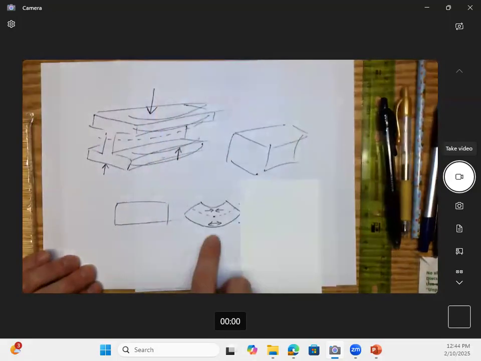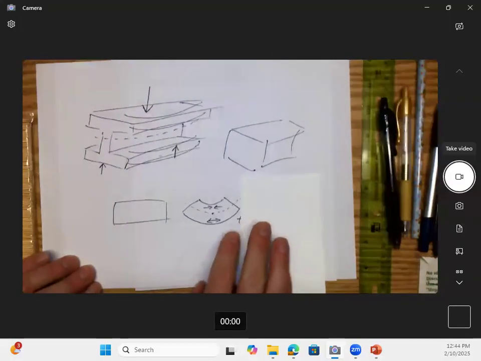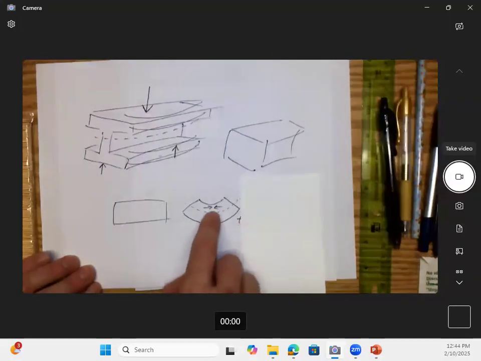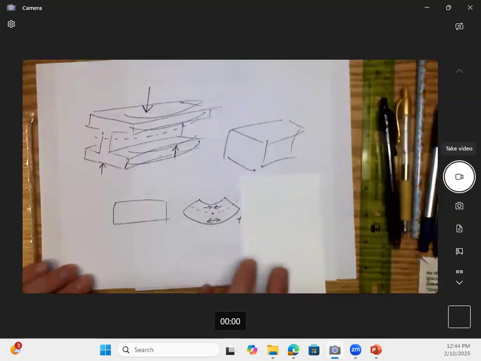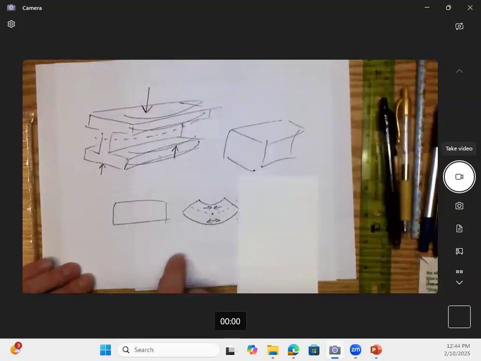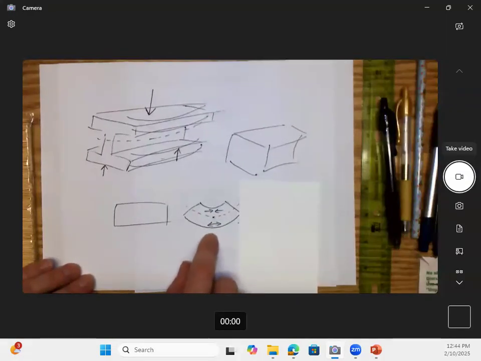Now, if you look at this from the side, I've got this covered up because I want to see if you guys can figure this out. Look at the bottom part and look at the top part. Which part is in tension and which part's in compression? What is the bottom part in? Tension. What's the top part in? Compression. Well, if the bottom's in tension, the top is in compression.